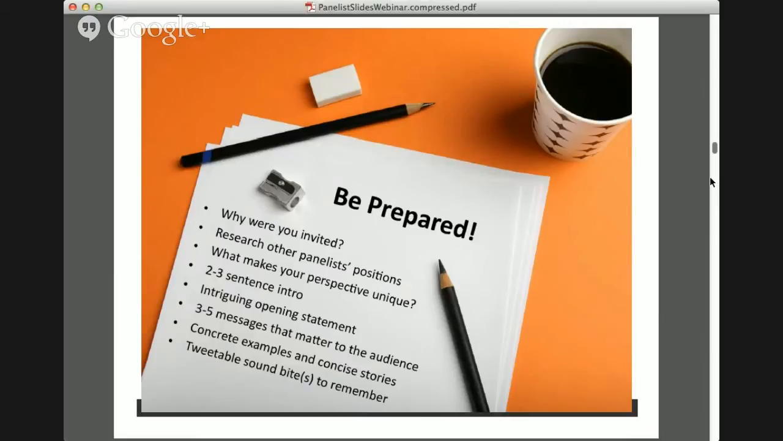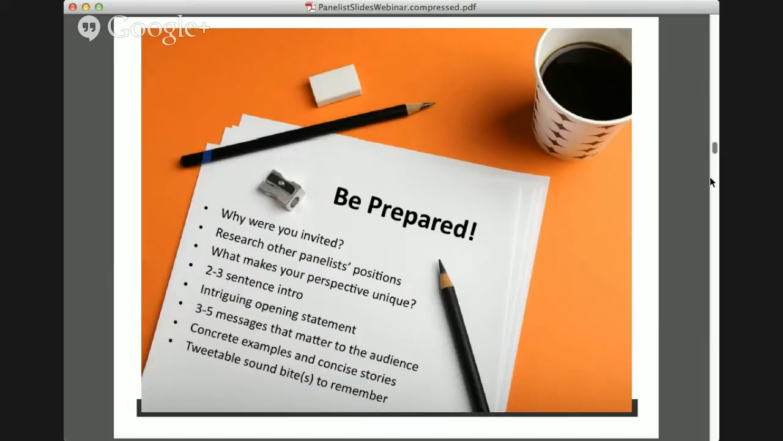You want to have an intriguing opening statement, because usually you're going to have an opening statement. That's your salvo. That makes people lean in and want to listen to you. That makes people go, ooh, wow, this is going to be interesting. So think about what your opening statement is going to be, and those 3 or 5 messages that are going to matter to the audience. Not necessarily what you want to say, but what's going to matter to the audience.